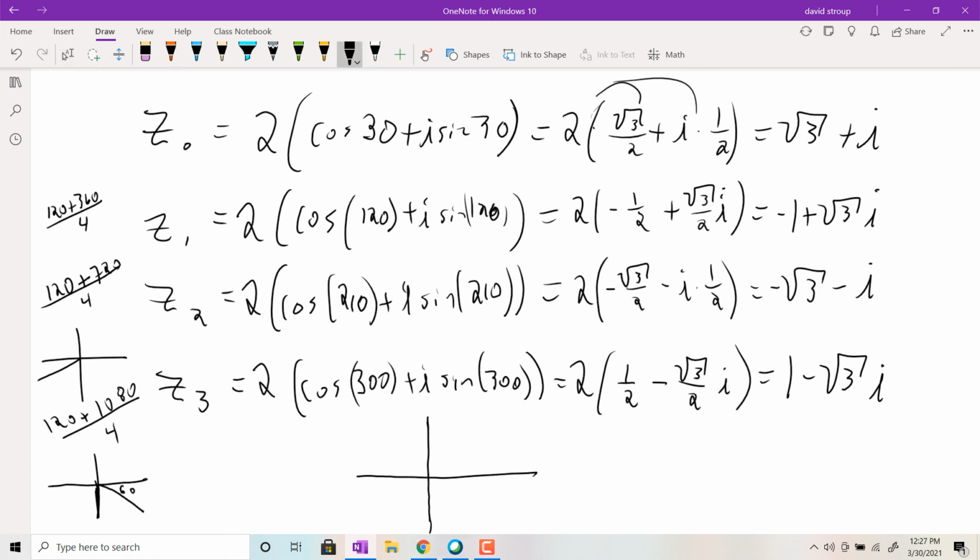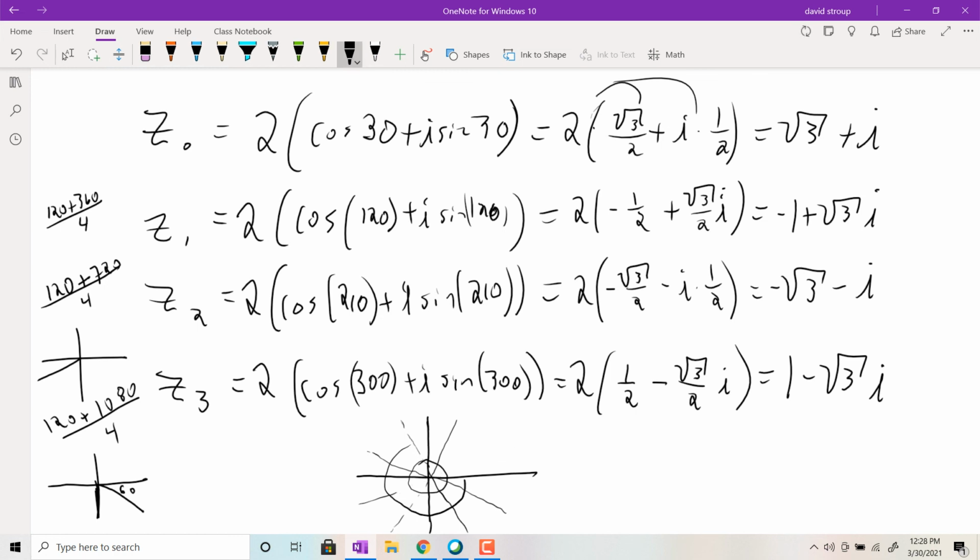So root 3 plus i is, and where are these? So it's going to start out at pi over 6, and then here's 2 pi over 6, and then 3 pi over 6, and then 4 pi over 6, and 5 pi over 6. Okay, so the first one is going to be on pi over 6 at 2. So they're all located on the second concentric circle.